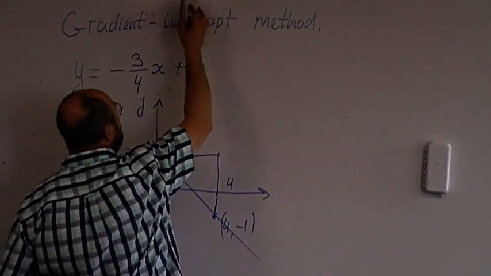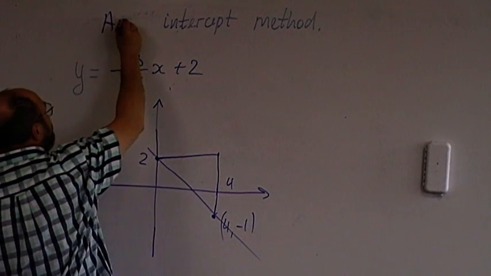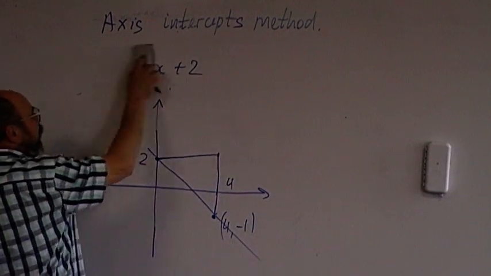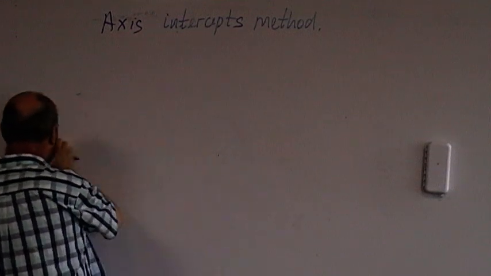It's like a spot on the ground. Well, basically, no. Axis intercept method. And this method, so you got it. You got it.